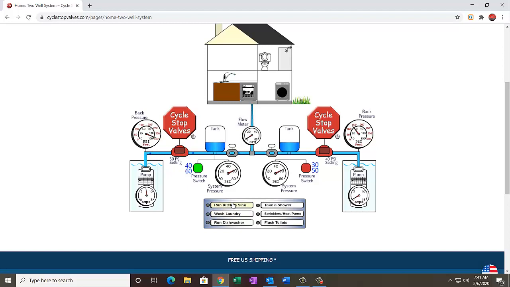CSVs can control multiple pumps, even in multiple locations, by simply staggering the pressure settings of the pressure switches and the cycle stop valves.